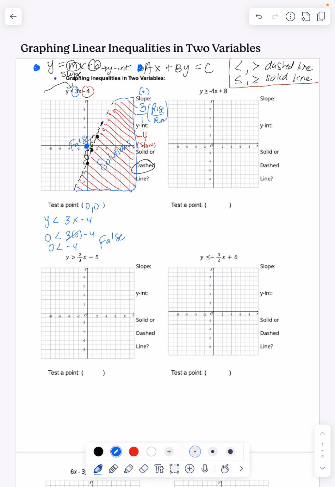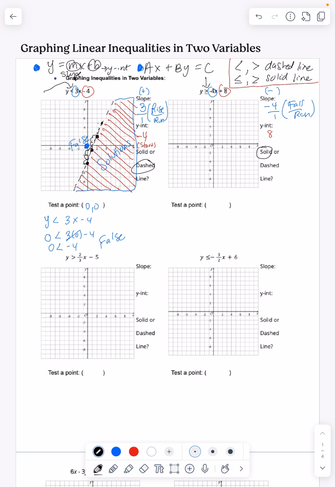We get a slope of -4 over 1 again. This slope is negative, so it will be fall over run. And then our y-intercept for this one is at positive 8, so it's our starting point. And then lastly, is this going to be dashed or solid? Well, in this case, the symbol is greater than or equal to, so that means it'll be a solid line. So we'll see what that difference is with the solid line.